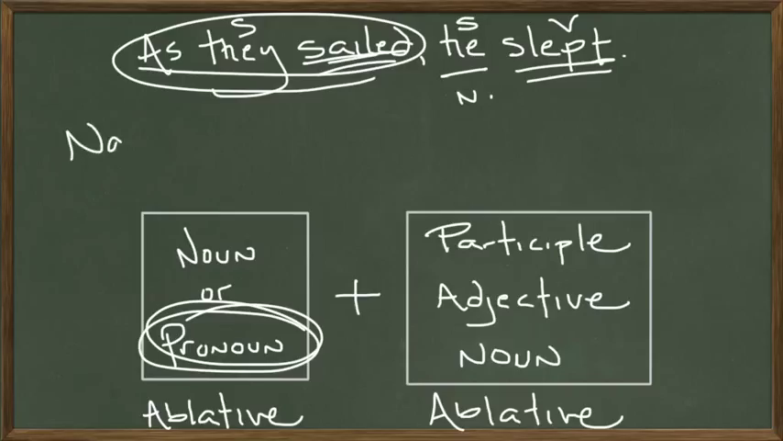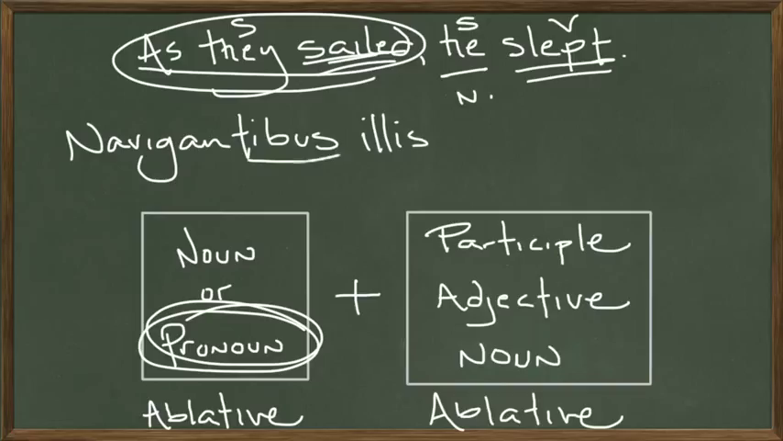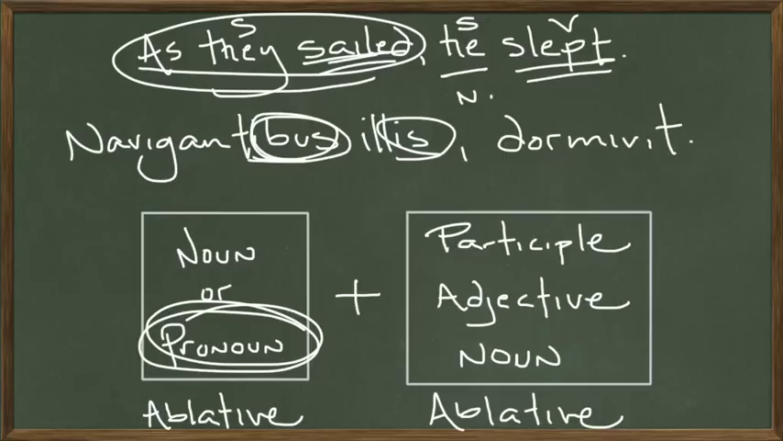So, navigantibus, and that literally means they having sailed. Well, we have to add the they, and that is illis, both in the ablative case, ibus and illis. Navigantibus illis, as they sailed or as they were sailing. What was he doing? He slept, and that's easy. Dormivit. That's a past tense verb.